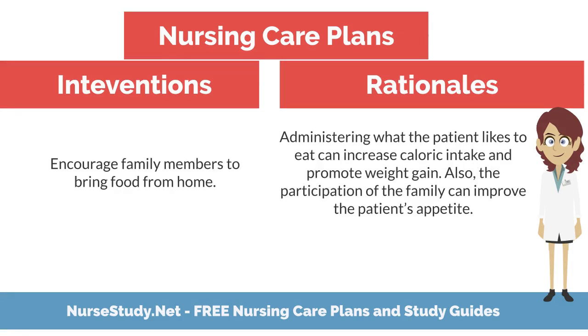Intervention. Encourage the family members to bring food from home. Rationale. Administering what the patient likes to eat can increase caloric intake and promote weight gain. Also, participation of the family members can help improve the patient's appetite.